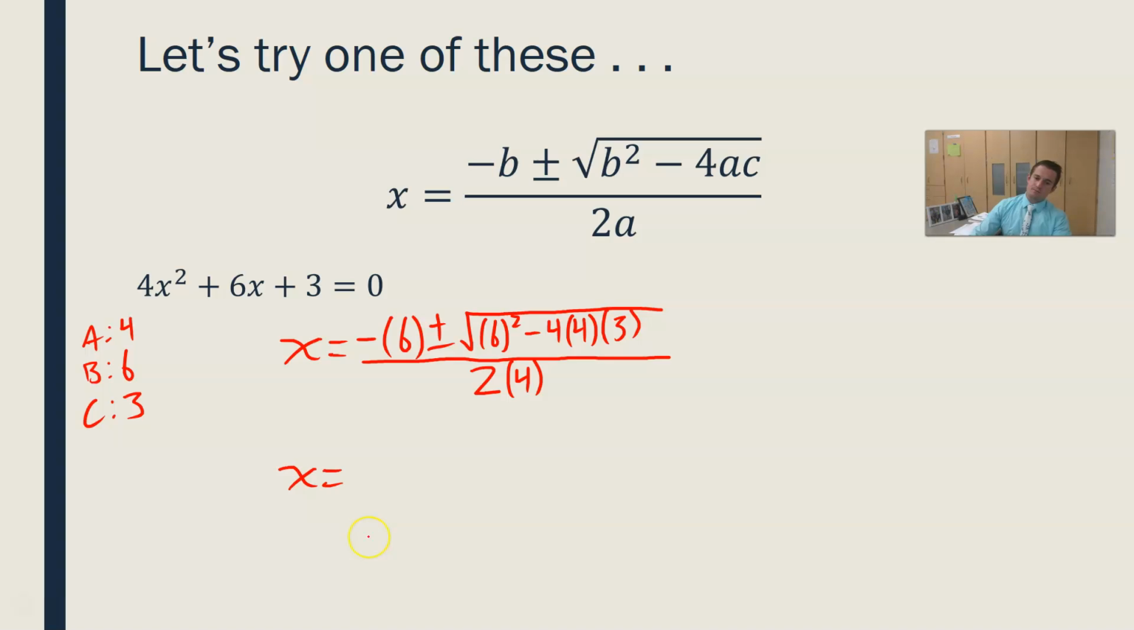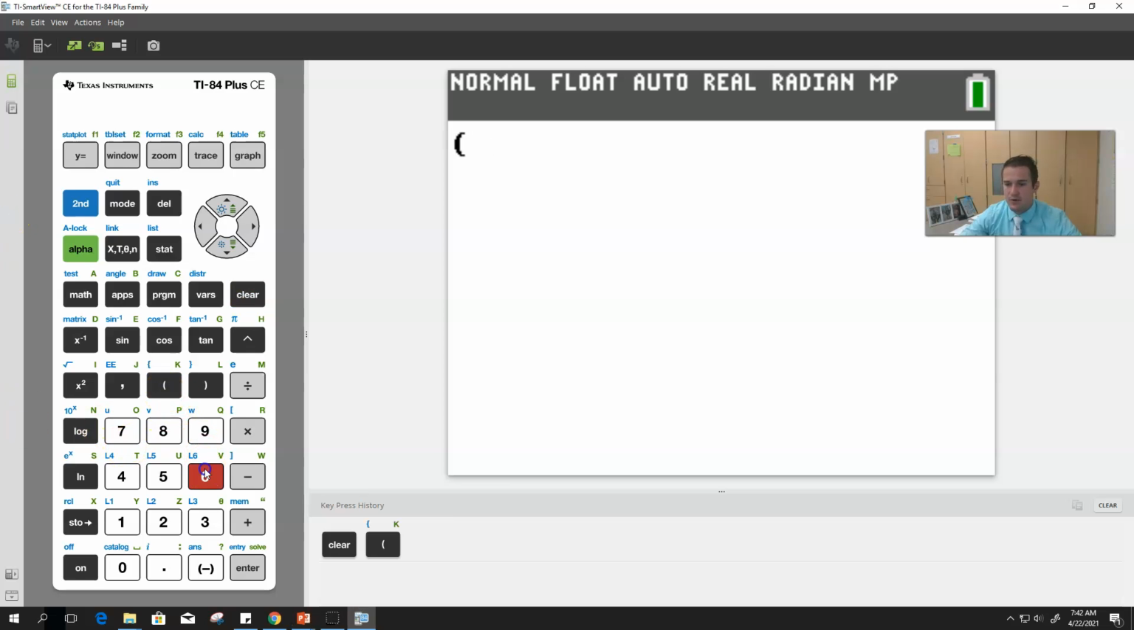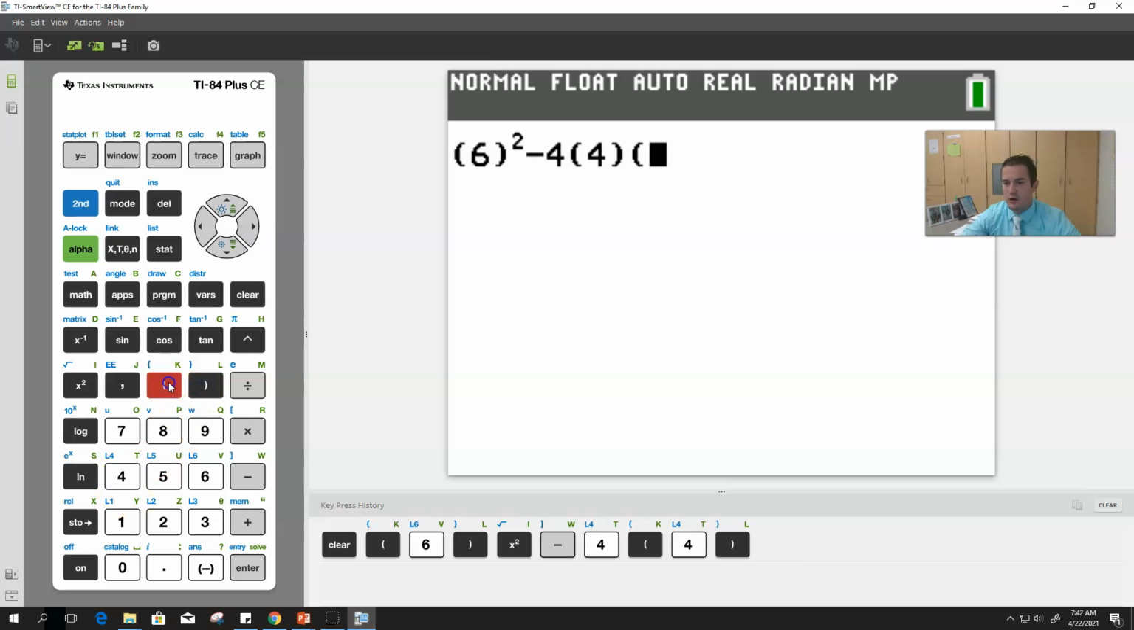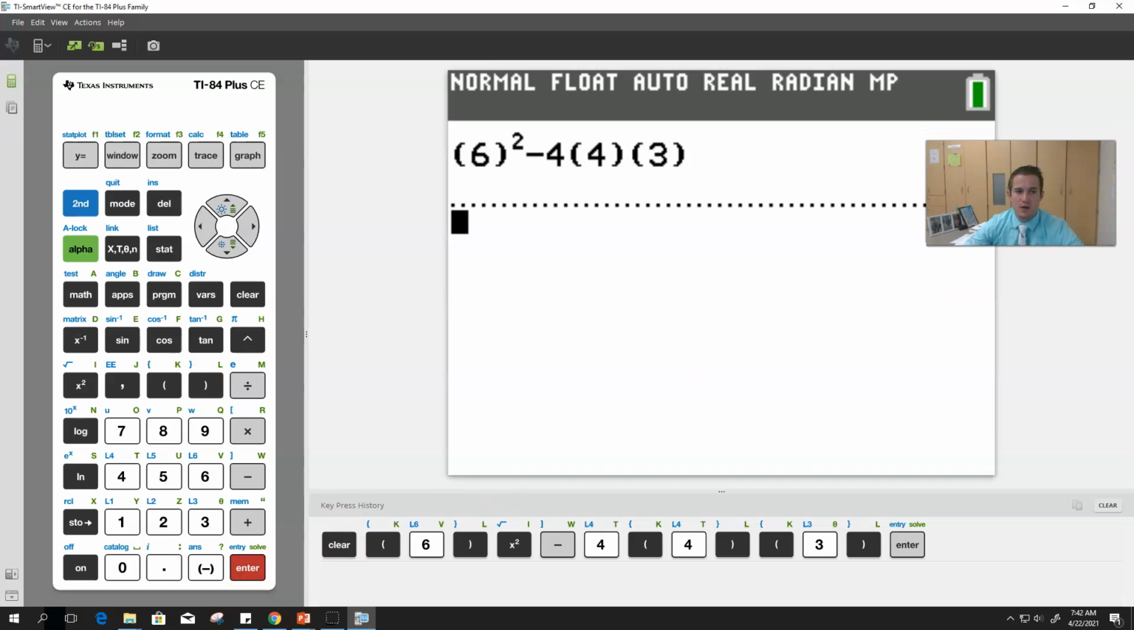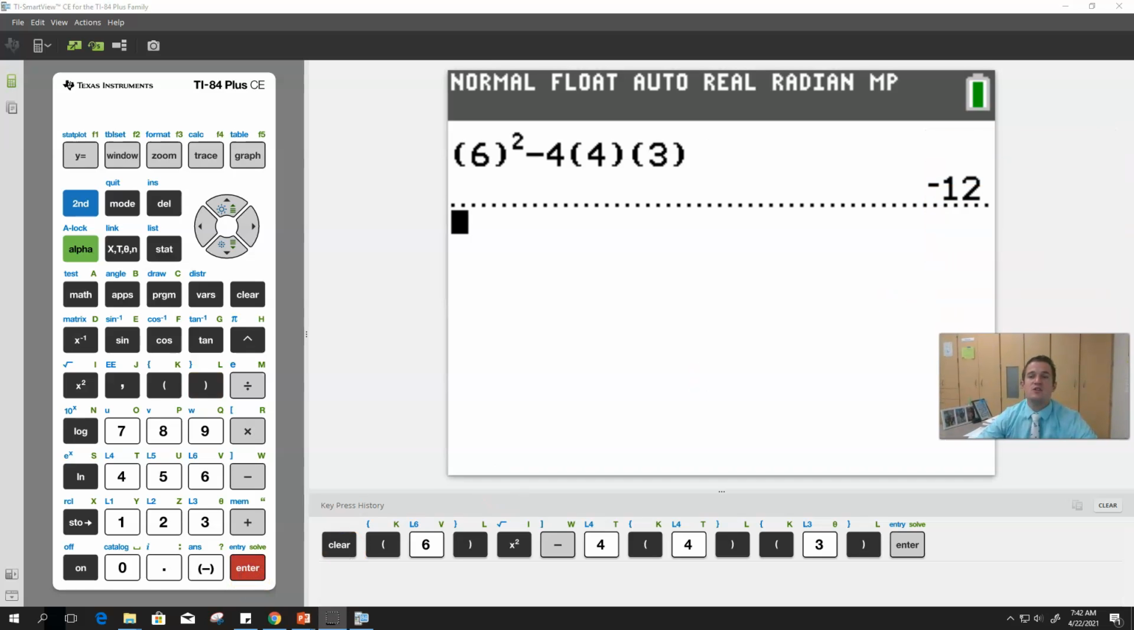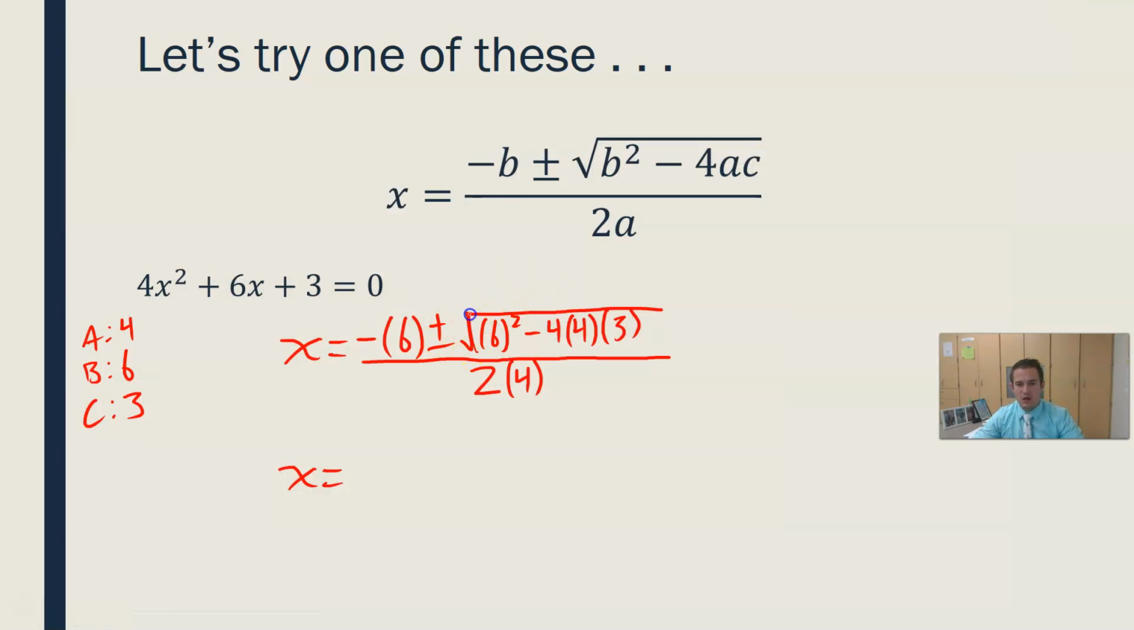Let me go ahead and pull up my calculator. I'm going to type just the discriminant, just what's underneath the square root: 6 squared minus 4 times 4 times 3. Let's see, parentheses, 6 squared minus 4, parentheses, times 4 times 3. That should give me my discriminant, which is negative 12. Negative 12 is my discriminant, or what's underneath the square root there. So all of this jazz right here turns into negative 12.